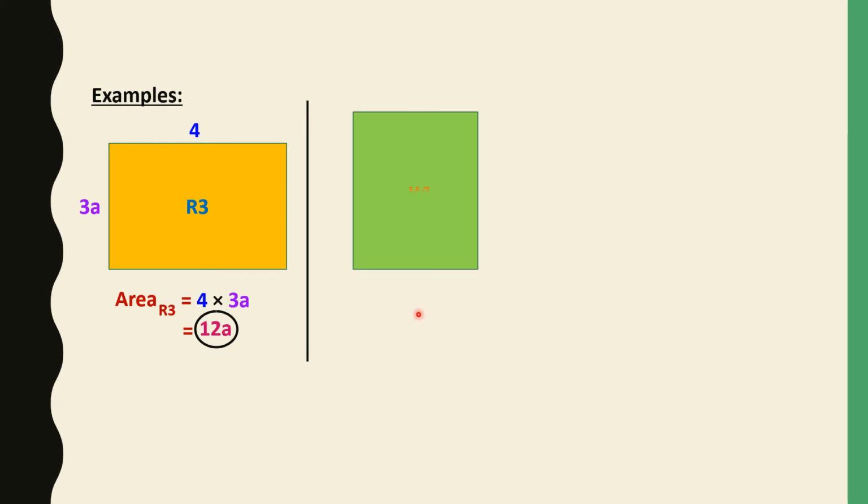Here we have a rectangle R4 of width 2x and length 3x squared. Area of R4 equals width 2x times the length 3x squared. Here, instead of writing times, we can write 2x into 3x squared. When we put parentheses, it means 2x times 3x squared, or we can read it 2x into 3x squared. Into it means times.